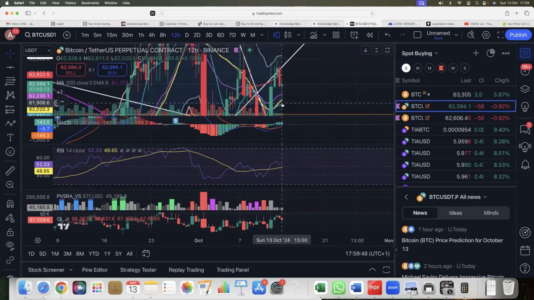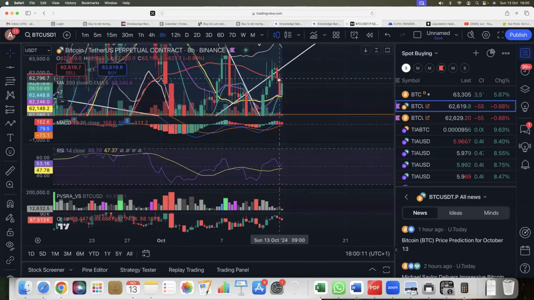There is a divergence forming on 12 hours. So if 1 p.m. is like this, then it will probably pull down a little bit to about 62.4 and then continue the journey. But this is obviously a 12-hour candle, so 1 a.m. midnight is when we expect this to close. So we can't draw conclusions yet on that one.